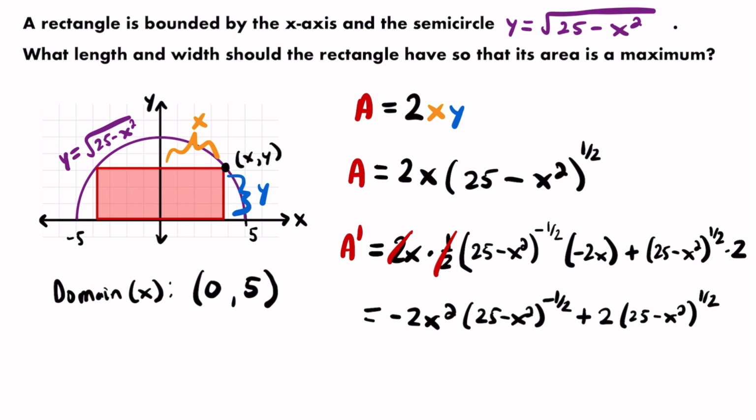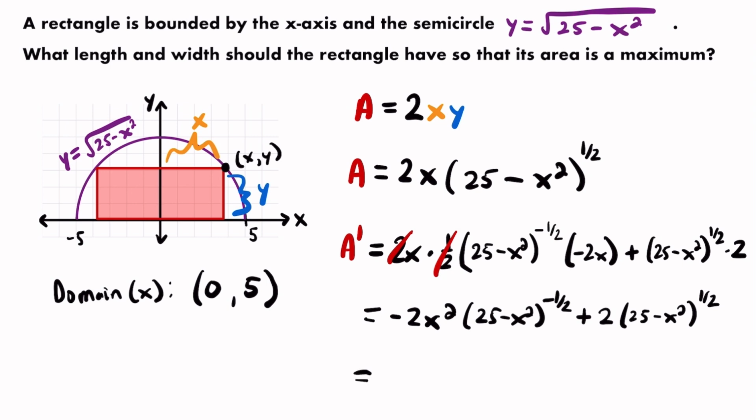Okay, now I'm going to rewrite this again, except now I'm going to rewrite these powers as square roots. 25 minus x squared to the negative 1/2 power will be the same as having the square root of 25 minus x squared in the denominator of this term, right? That negative power means that we can move this to the denominator to make the power positive, and then I'm just rewriting that 1/2 power as a square root.